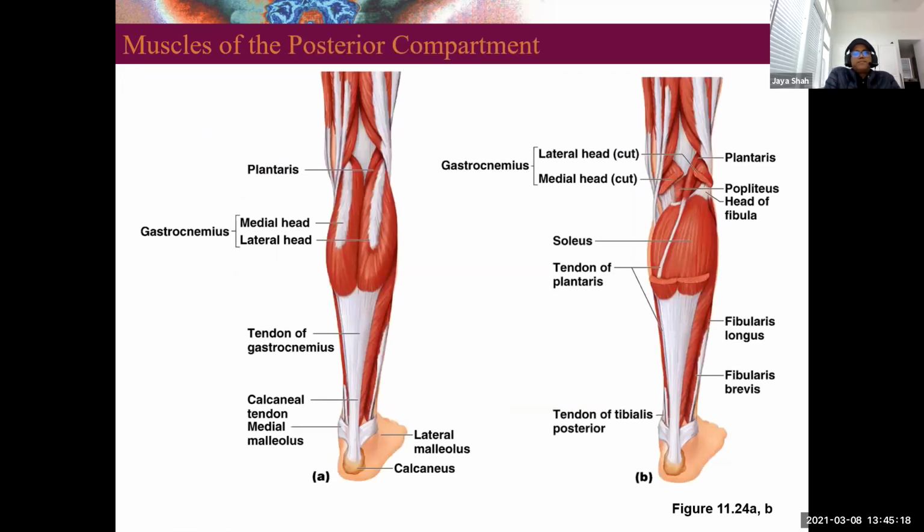You see, gastrocnemius has 2 heads. That's why it looks like 2 muscles, medial head and lateral head. And if you cut and remove gastrocnemius, then you're going to see soleus.